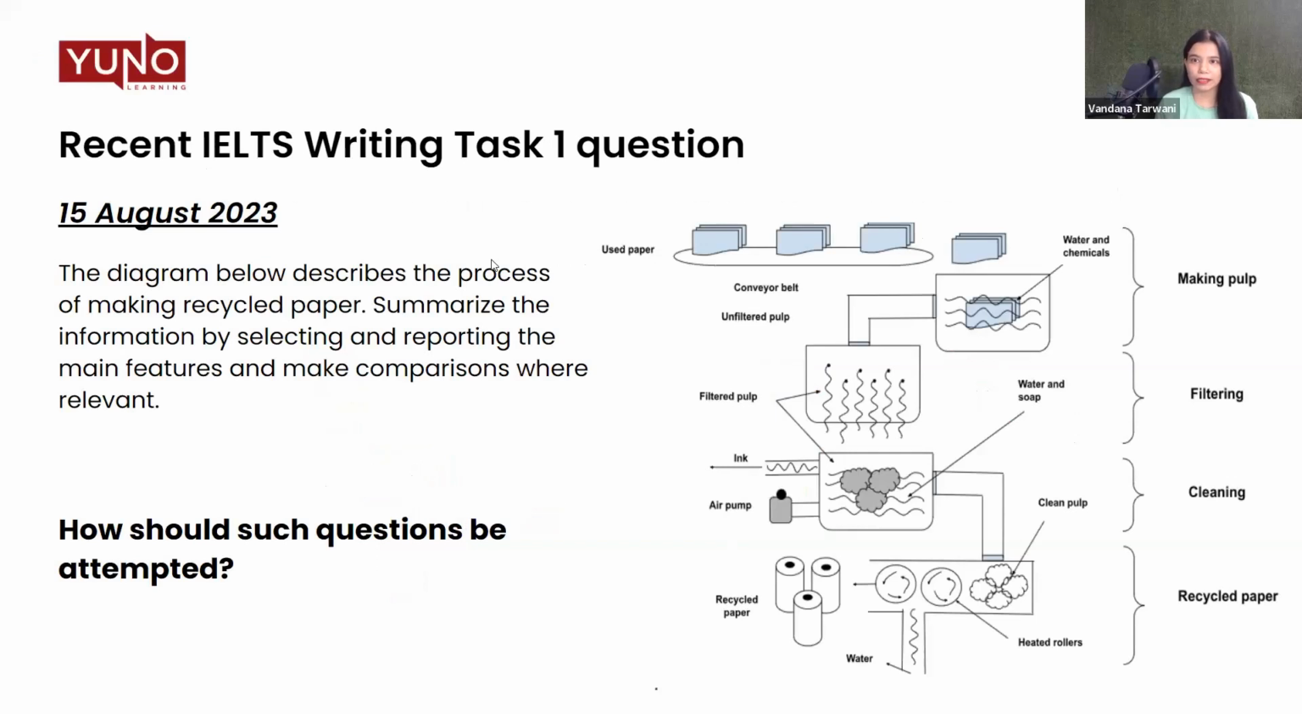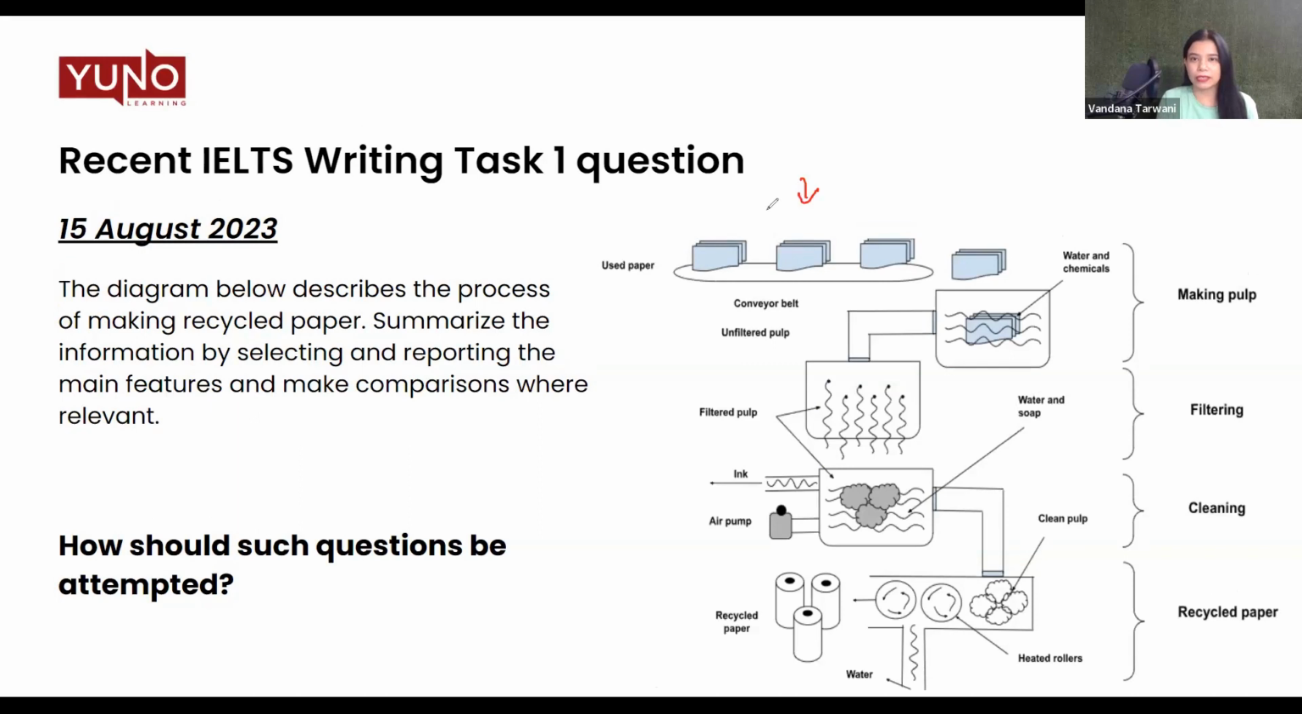It is a process. We also call it a diagram. Let's read the question first. It appeared on 15th August 2023 in the real exam. Now the question over here says, the diagram below describes the process of making recycled paper. Summarize the information by selecting and reporting the main features and make comparisons where relevant.